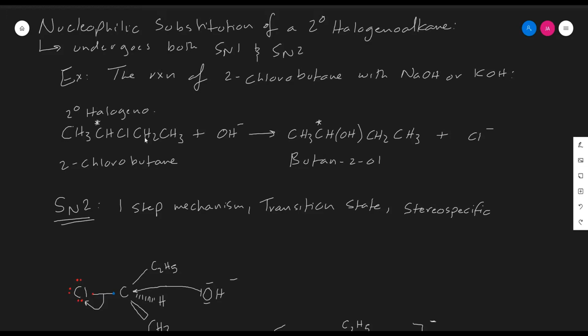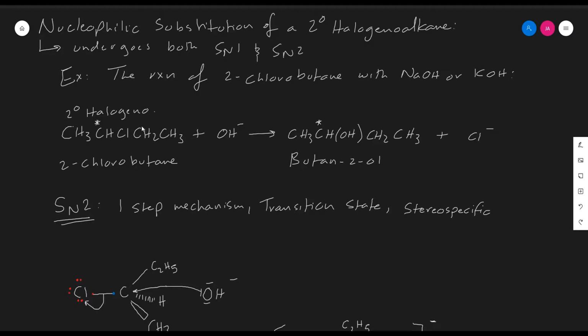Hello everyone. In this video I will be covering the nucleophilic substitution of a secondary halogenoalkane, which is a good example because it undergoes both SN1 and SN2 mechanisms to differing degrees, as well as it's a good example to demonstrate the inversion of chirality, which I spoke of when I covered the SN2 mechanisms in previous videos.